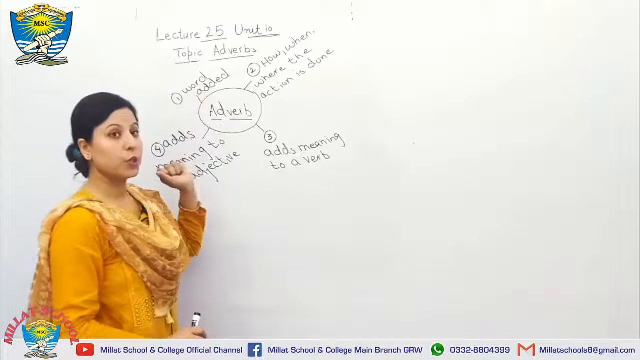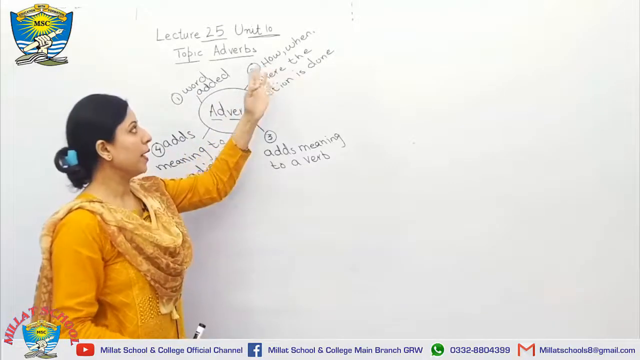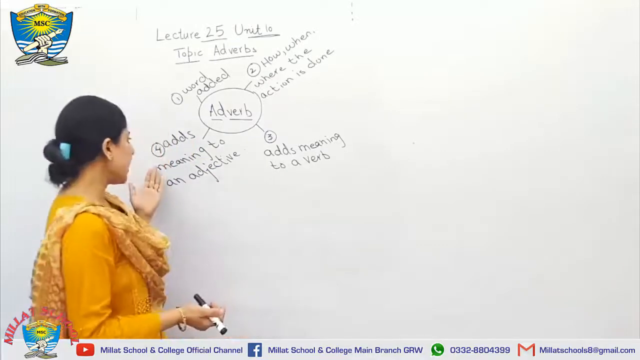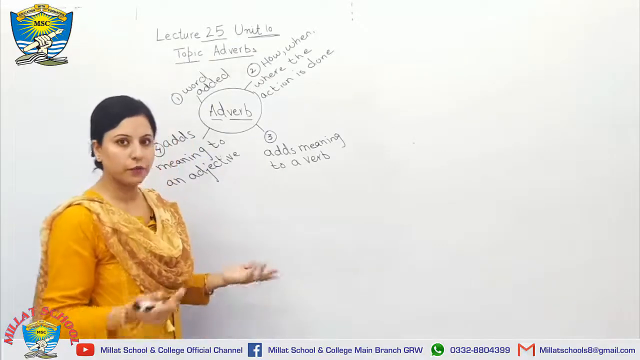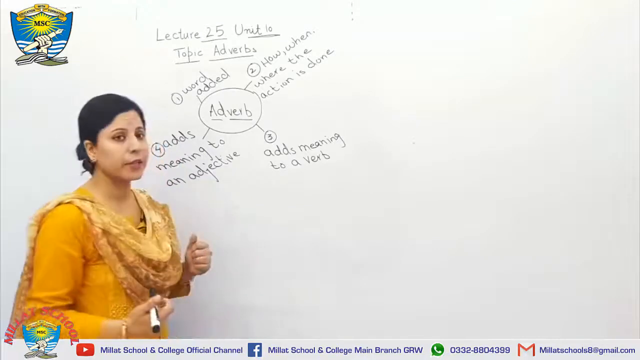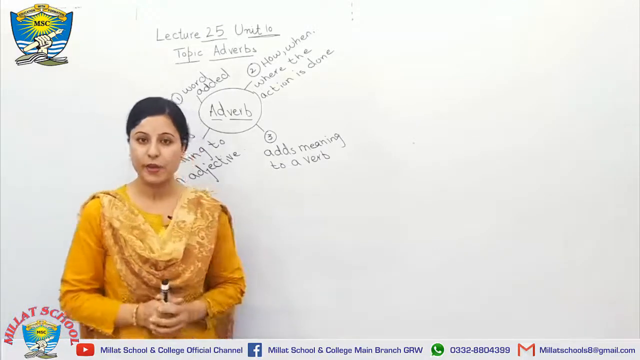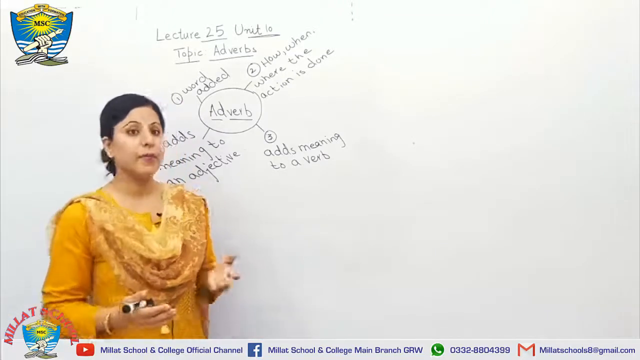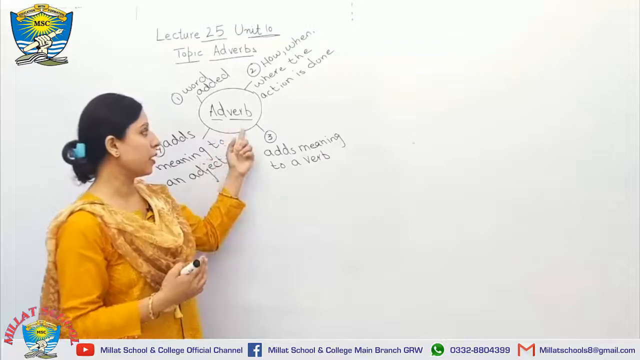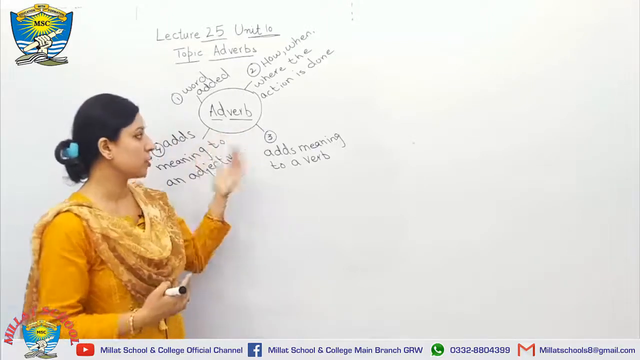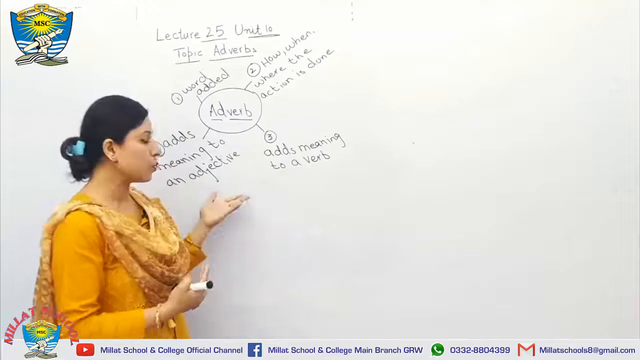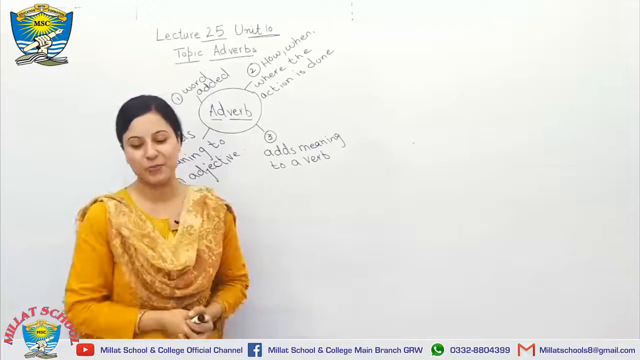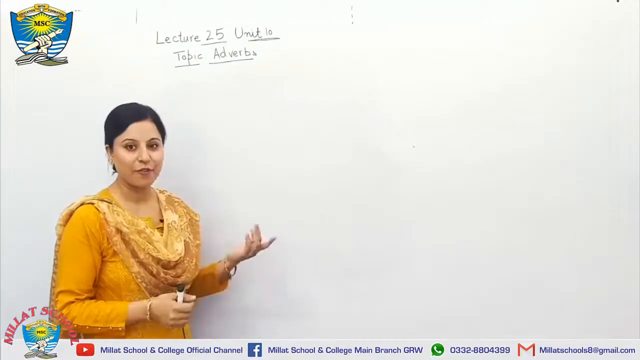Word added to the verb. How, when, where the action is done. Adds meaning to a verb and adds meaning to an adjective. How can you tell that an adjective is also part of an adverb? We will gradually move towards our examples and we'll see how we are adding meaning to the verbs, to the actions, to the nouns, to the adjectives. And we will be able to make our adverbs. Let's see some of the examples of adverbs.